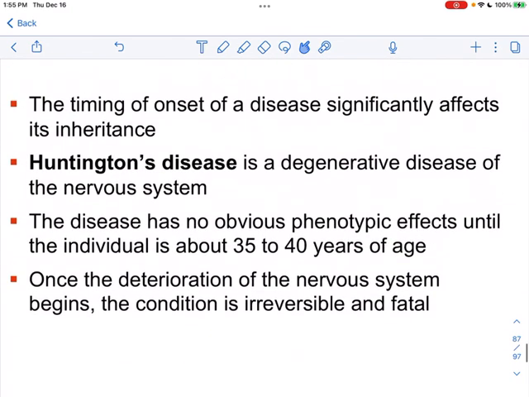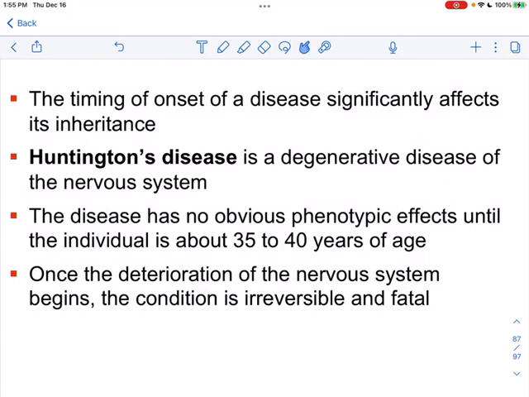But the interesting thing is that because it is not onset until that time, typically individuals have already gotten married and had children, and this is how the Huntington's allele is carried on to the next generation, because they end up having children before they realize that they have the allele themselves.